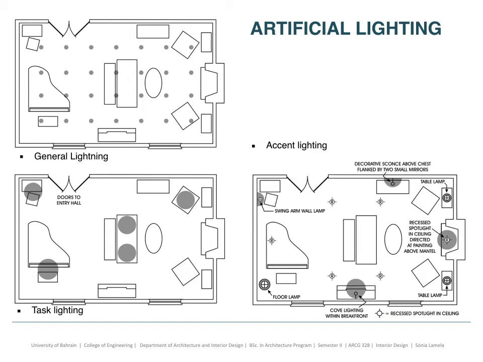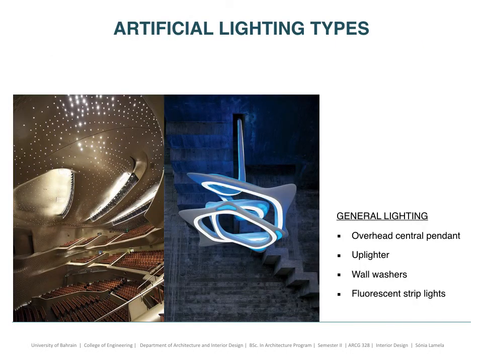In terms of general lighting, we can have the overhead central pendant, like the one that we see on the right side. We could have hub lighters, wall washers, fluorescent strip lights.